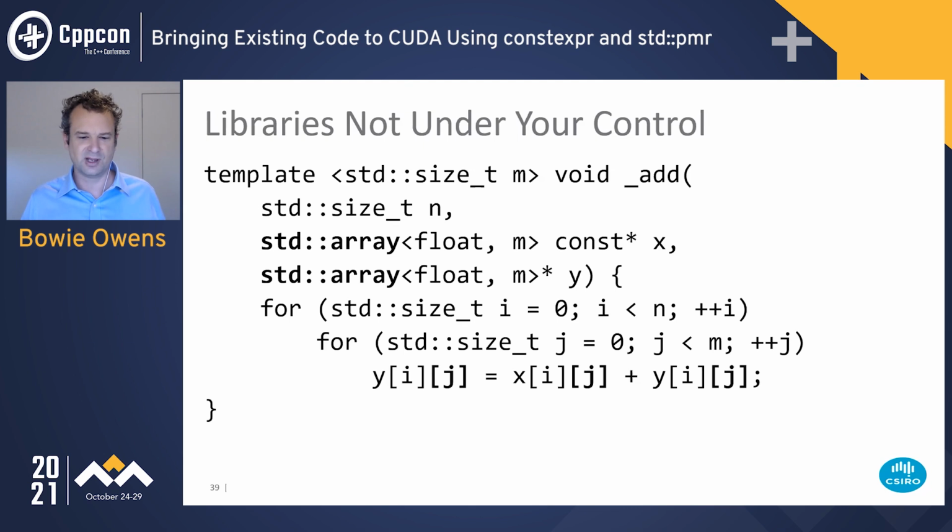If we try to annotate our add function as host and device, it's going to fail because we're calling host-only functions, the member functions of standard array. Generally speaking, you may not be able to alter the definitions of the libraries that you're already using to add host and device.